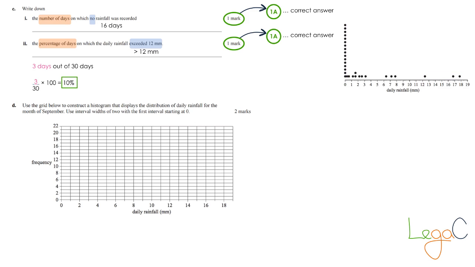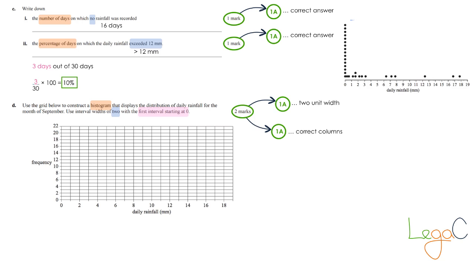In part D of this question, we are asked to use the grid given to construct a histogram that displays the distribution of daily rainfall for the month of September. We are also told to use interval widths of 2, with the first interval starting at 0. This question is worth 2 marks. 1 mark is going to be for the use of the 2-unit widths, and the second mark is going to be for the correct column.